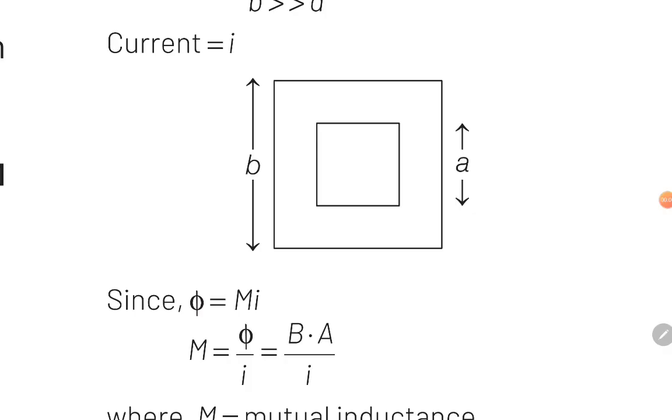Yes students, you can observe here that when current is flowing through the larger loop, it will create a magnetic field, and this magnetic field will cut through the smaller loop. Therefore guys, there will be flux in the smaller loop, and this flux will be directly proportional to the current in the larger loop. Therefore guys, the equation will become phi is equal to MI. Guys, in this equation, phi is magnetic flux through the smaller loop, I is current through the larger loop, and M is known as mutual inductance.